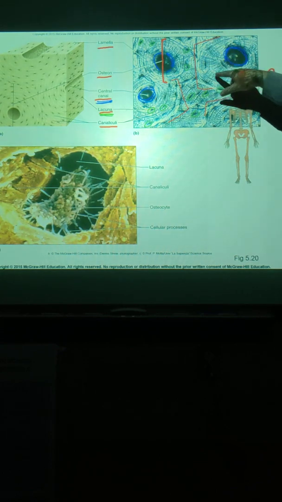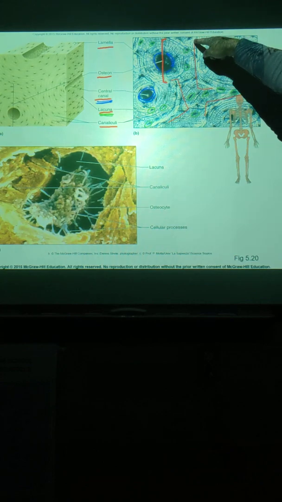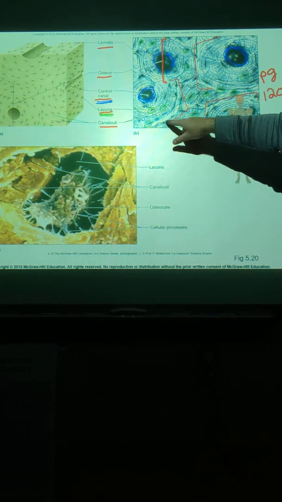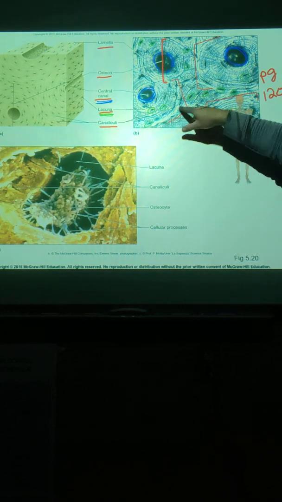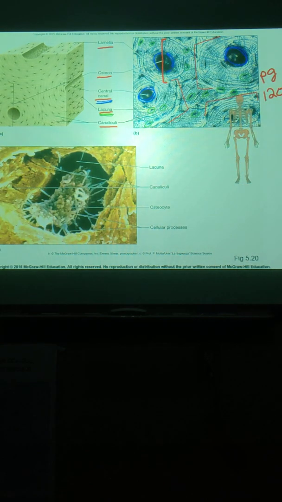And then notice it looks like it's made in a circle, a circular shape. This would be considered the osteon here. Here's one, there's actually part of one here, here's one, and then here to here. So I drew brackets on there for you to show you where the osteon is.